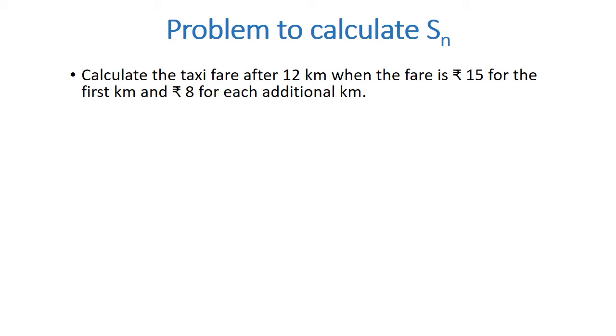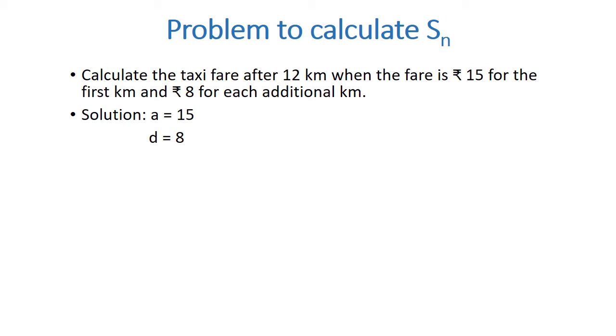First kilometer 15 rupees, remaining kilometers 8 rupees each. Yes, all right. So let us do this. A is equal to 15 because first kilometer is 15. Then D is equal to 8. How do we know? For the first kilometer you have to pay 15 rupees. For second kilometer 15 plus 8. So you are adding 8. For third kilometer 23 plus 8. You are adding 8. For 4 kilometers 31 plus 8. So each time you are adding 8, therefore D is equal to 8.